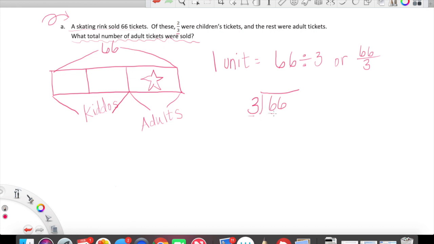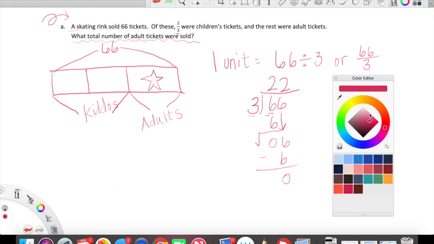How many 3's go into 6? I'm just going to look at that one place value at a time. 2. 2 times 3 is 6. 6 minus 6, nothing. 0 smaller than 3? Let's go ahead and bring down that 6. I ask you once again, how many 3's go into 6? 2. 2 times 3, 6. Nothing left over. 66 divided by 3, my friends, 22. 22 adults purchased ice skating tickets.